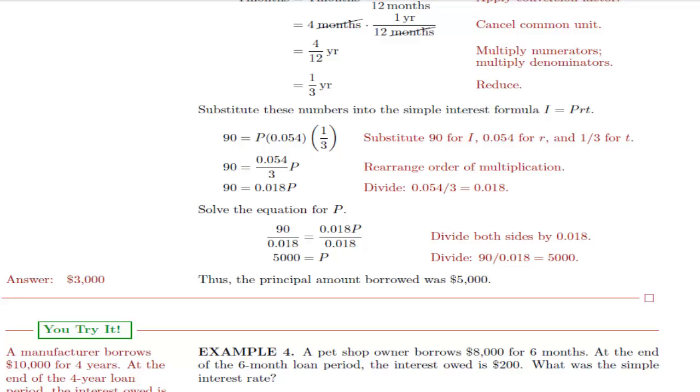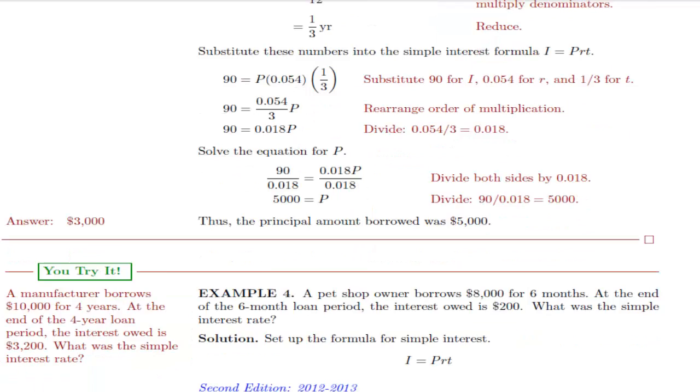Solve the equation for P. Divide both sides by 0.018. On the right, 0.018 times P divided by 0.018 is P. On the left, 90 divided by 0.018 is 5,000. Thus, the principal amount borrowed was $5,000.